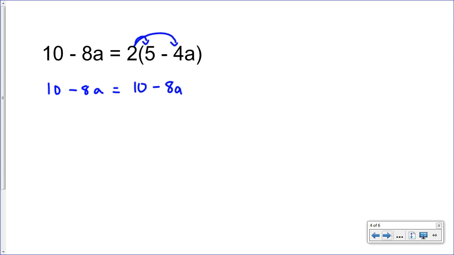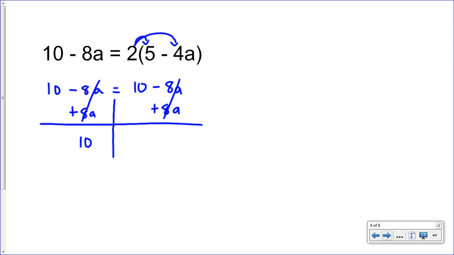Okay, now I need to put my variables on one side. So I'm going to move this 8a on the right by adding 8a to both sides. I line it up with the like term. So what happens, negative 8a plus 8a cancels on the right, but then it also cancels on the left. That's a 0. So what happens is my variable cancels. So if your variable cancels, we get a special case. I'm going to bring down what I have left. So I have 10 on the left, and I have 10 on the right. 10 equals 10. This is true.